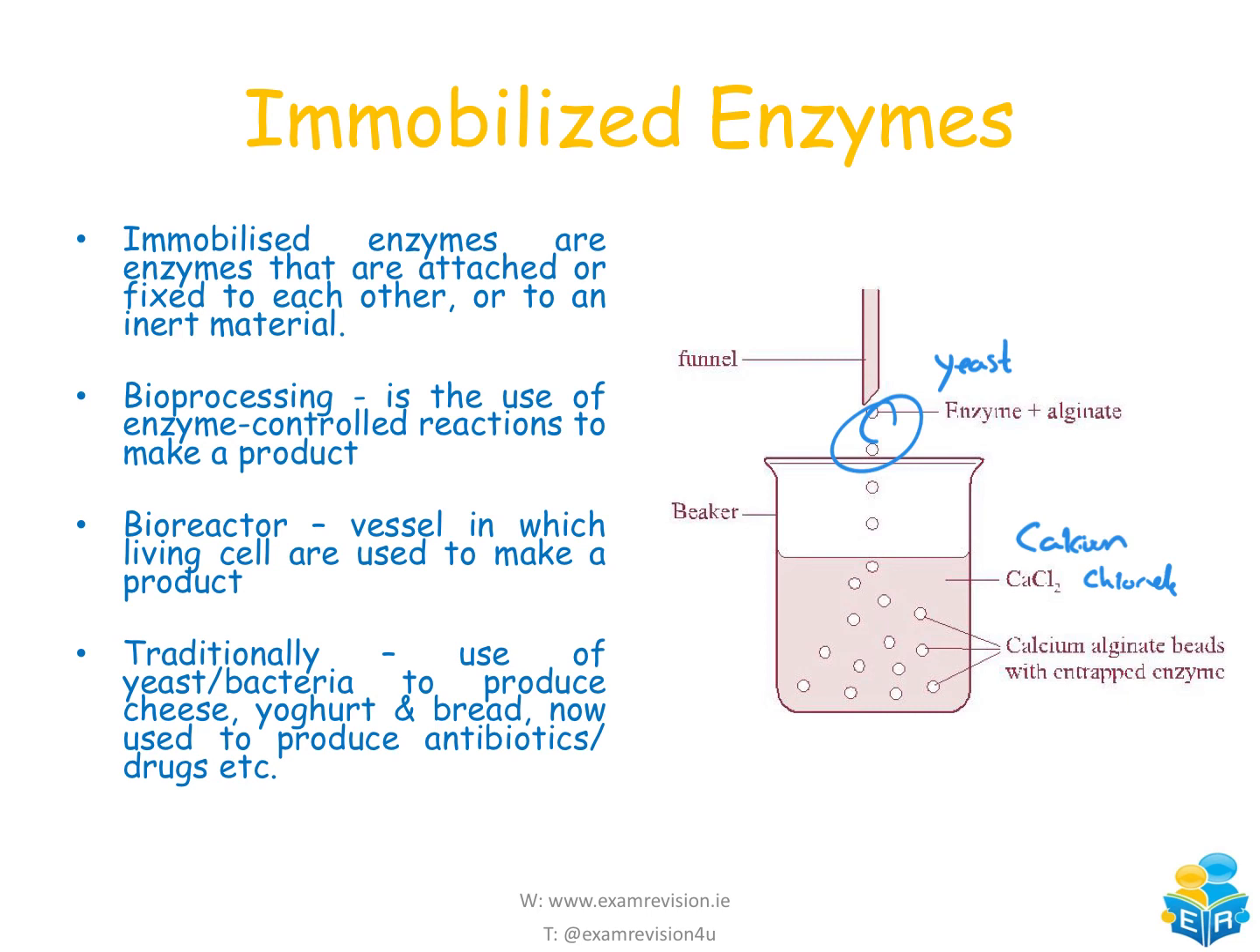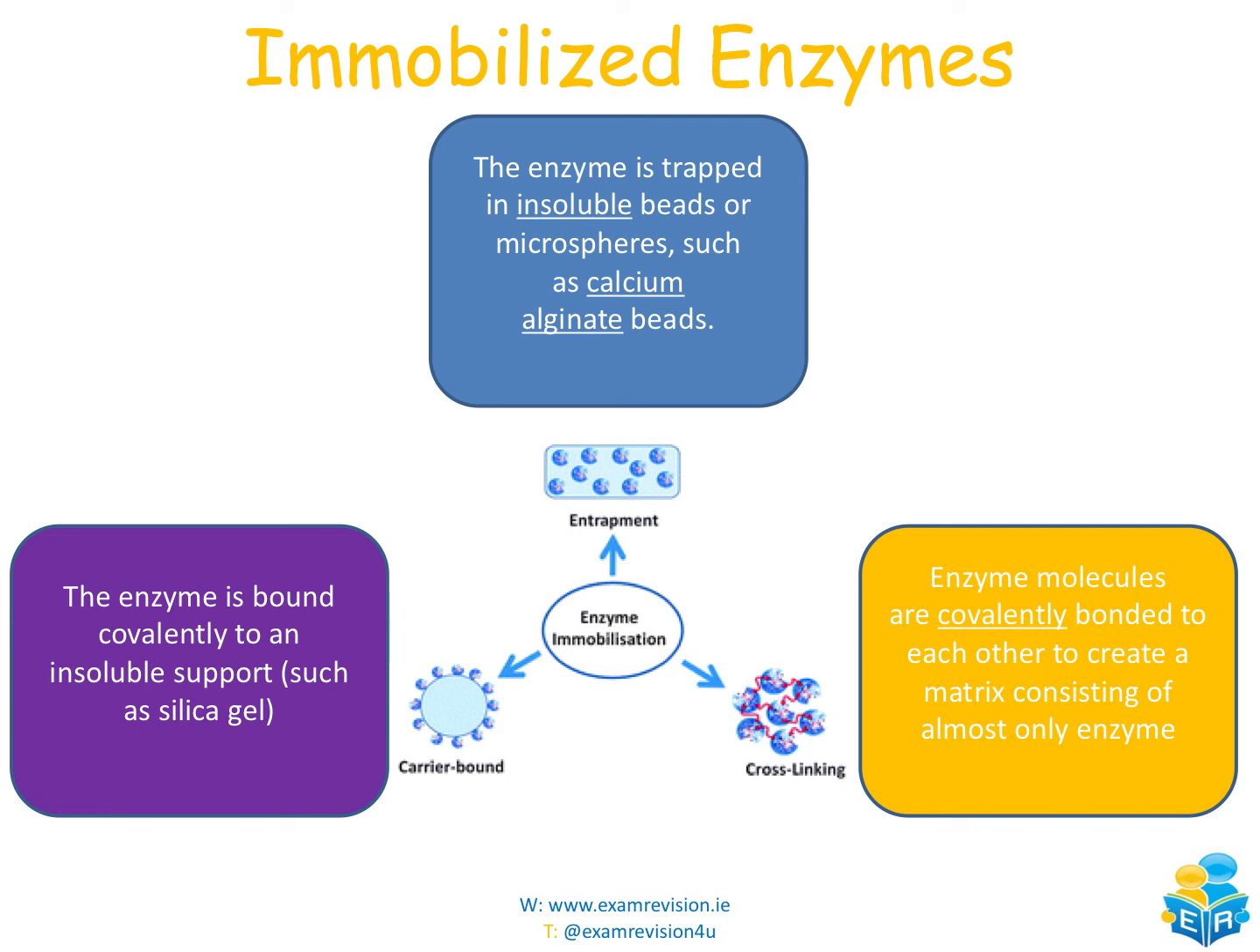And once this mixture hits the calcium chloride, the calcium alginate beads will have the entrapped enzymes inside them. So those beads are what we can use then to test for the presence of the enzyme. So where or how can we actually immobilize these enzymes? There's a couple of different ways you can do it.